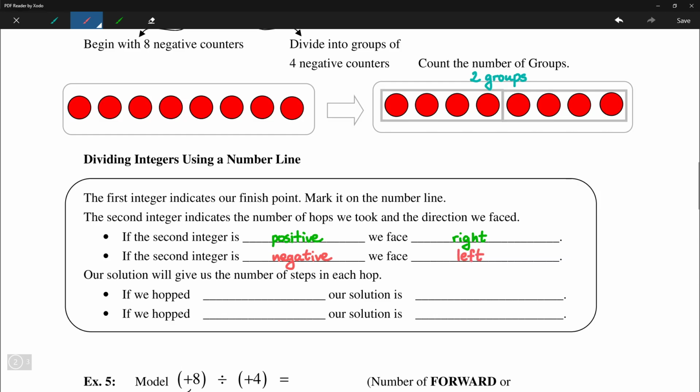Okay. So the solution will give us a number of steps in each hop. If we hop forward, then the solution is positive. If we hop backwards, then the solution is negative. Okay, so in order to have a better understanding, we should look at some examples.